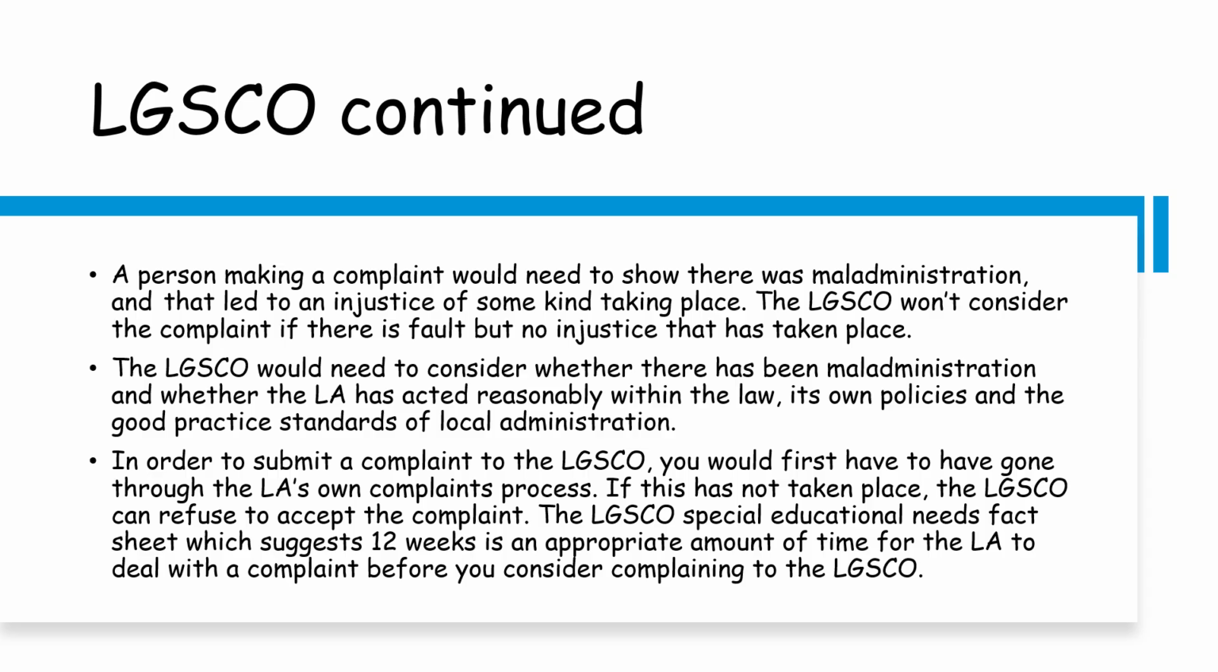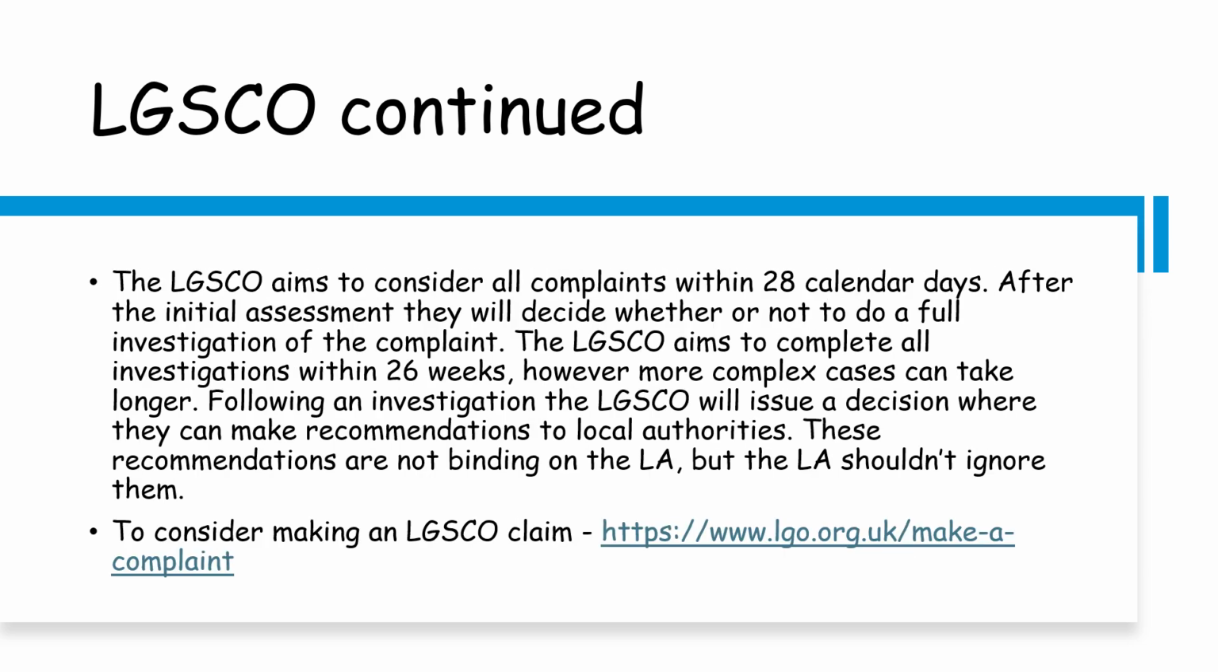The Local Government and Social Care Ombudsman Special Educational Needs Fact Sheet suggests 12 weeks is an appropriate amount of time for the local authority to deal with a complaint before you consider complaining to the Local Government and Social Care Ombudsman. The LGSCO aims to consider all complaints within 28 calendar days.